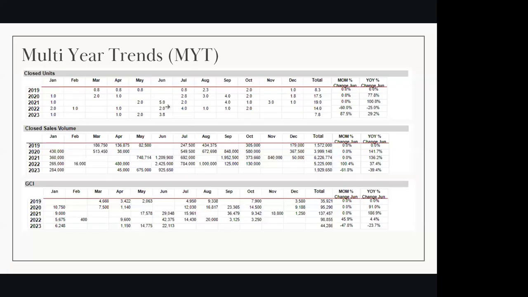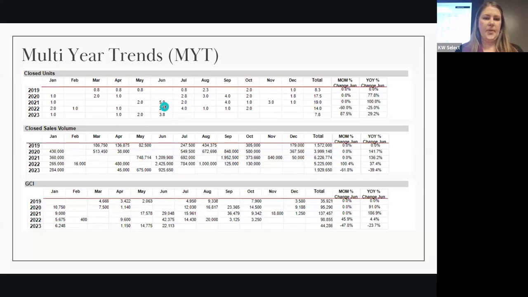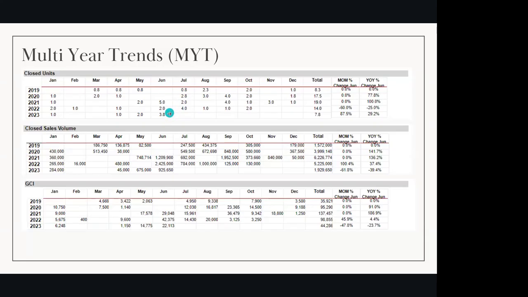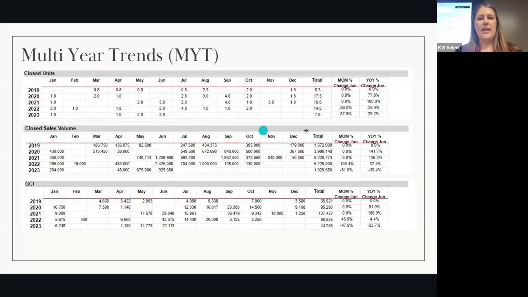If we look at the closed units on this one, let's look at June, for example. This person in June of 2021 closed 5 units. Then in 2022, they closed 2 units. So you can see the month over month change is a -60 because it's comparing June to June. And then the next month is 3.8 units, so they went up 87%. And it tells you your total for the year.